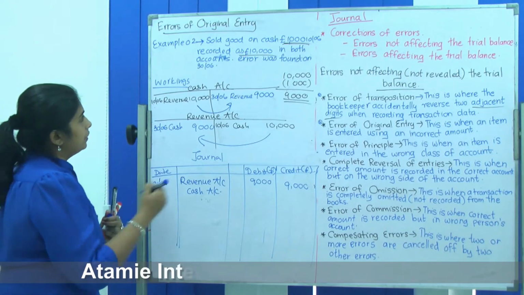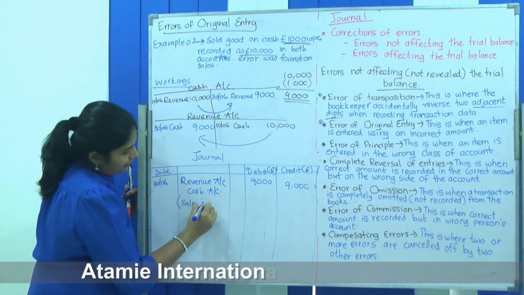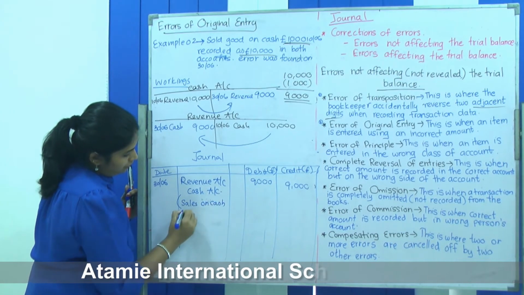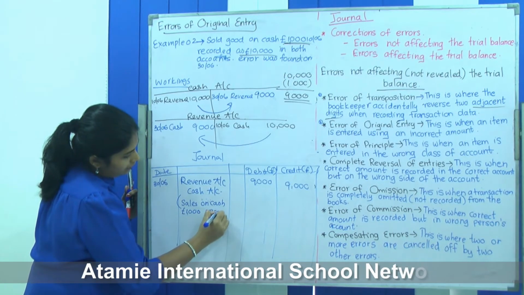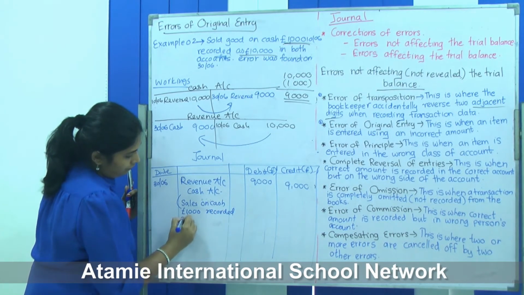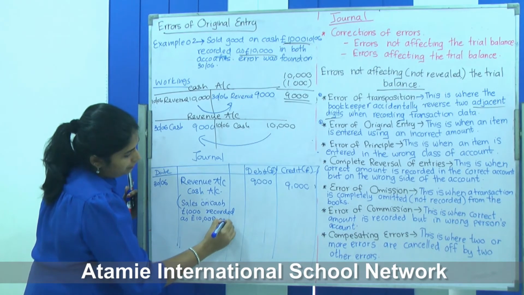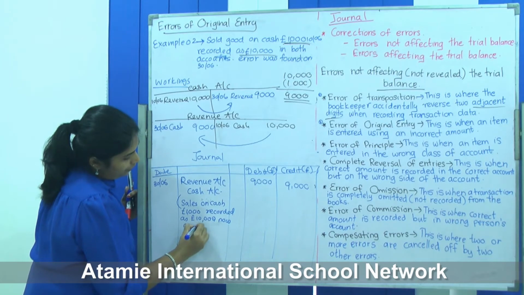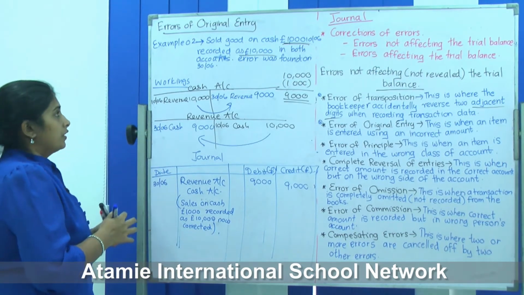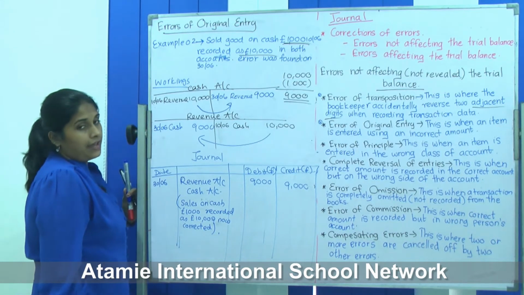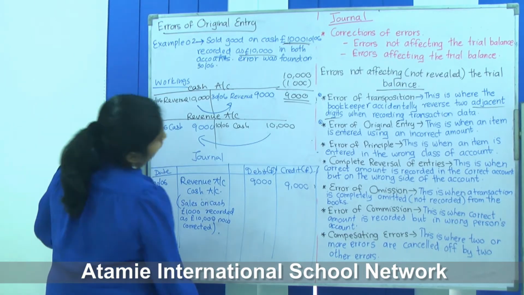And the narrative will be: sales on cash 1,000 recorded as 10,000, now corrected. So that will be your narrative, now corrected. Okay, so 1,000 only you sold, but they have written as 10,000. So 9,000 should be cancelled from the books.